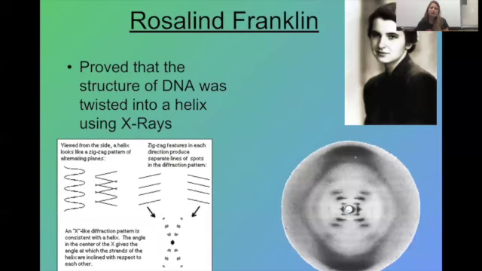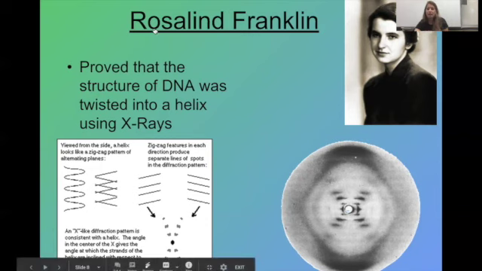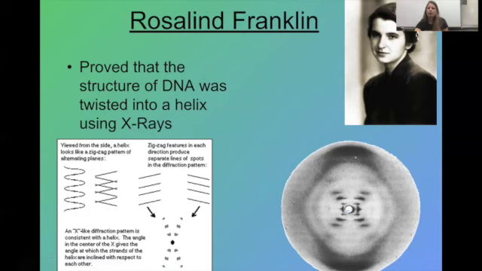Now that we knew it was DNA, the race was on to find the structure of it. And there were two labs that were looking for the structure at the same time. Rosalind Franklin was in one of these labs. And again, there's a hyperlink here so that you can watch a video about her. She was using x-rays to try and determine the structure of this DNA. And this is what her picture looks like.